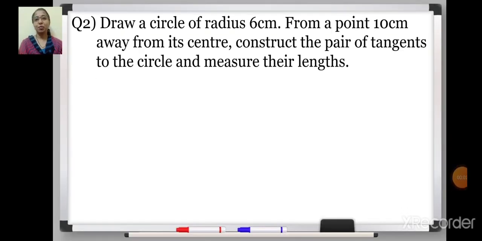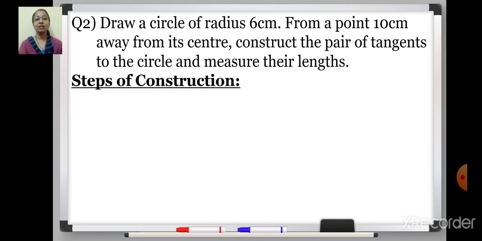Now question number 2. Draw a circle of radius 6 cm from a point 10 cm away from its center. Construct the pair of tangents to the circle and measure their lengths. So first of all, let us see what are the steps of construction.